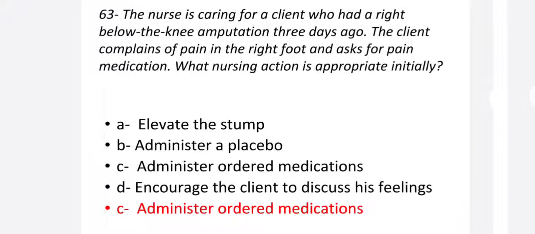Question number 3. The nurse is caring for a client who had a right below the knee amputation 3 days ago. The client complains of pain in the right foot and asks for pain medication. What nursing action is appropriate initially? Option A. Elevate the stump. Option B. Administer a placebo. Option C. Administer ordered medications. Option D. Encourage the client to discuss his feelings. Option C is the correct answer.